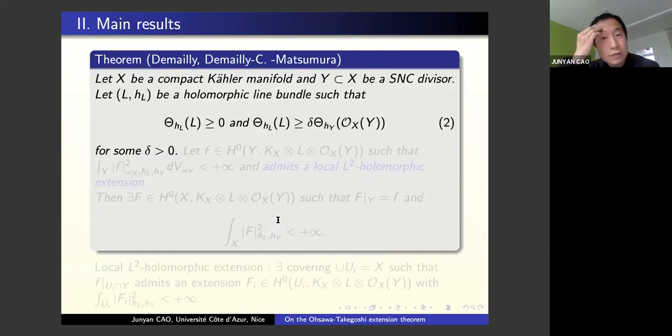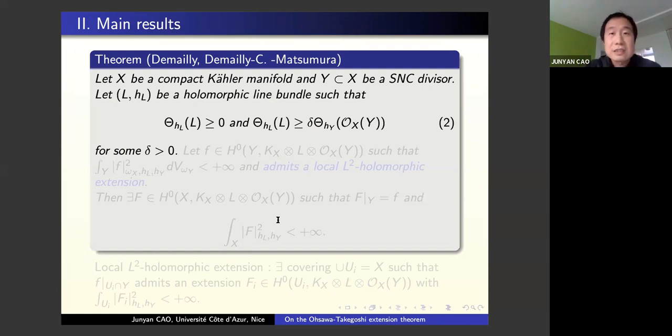Now in the second part, I would like to explain some results about the Ohsawa-Takegoshi extension theorem in the case where Y is a simple normal crossing. We have in fact two questions. The first question is: once we have a small f, which is a holomorphic section over the subvariety Y, could we extend it to the total space? The second is to ask whether we can control its L2 norm or not.